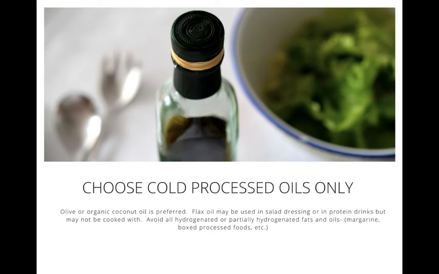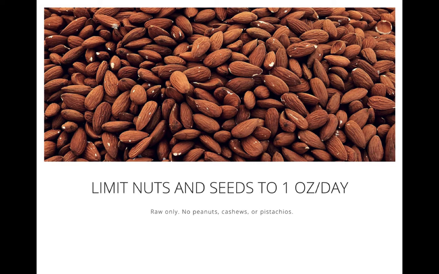So just sticking to olive or coconut oil is preferred. And we want to limit nuts and seeds to 1 ounce a day. If we do have nuts or seeds, for example, if we have almonds, we want to make sure that they're raw. So purchasing raw almonds is a good choice. And for now, we want to avoid peanuts, cashews, and pistachios.